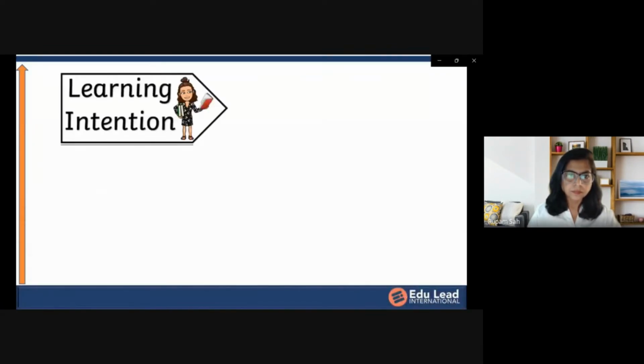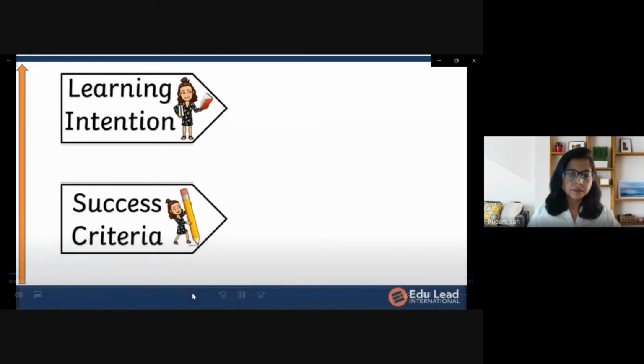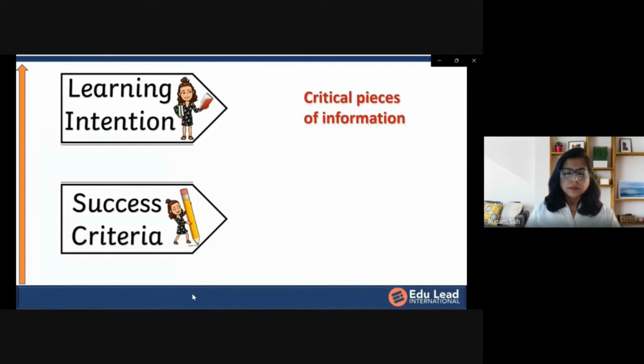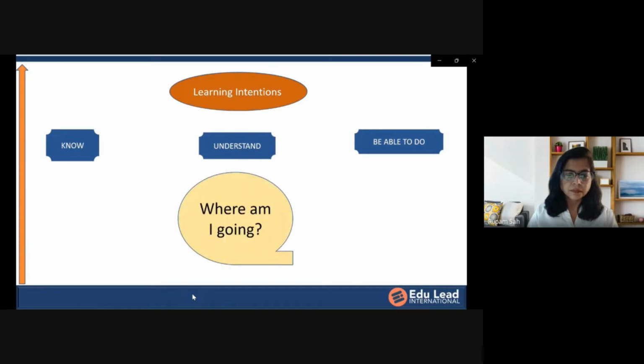Impact of sharing learning intentions and success criteria with our students. Now, these are very critical pieces of information which the students need to be successful learners. And let's see what are learning intentions. Learning intentions are those brief statements which describe what the student should know or should understand or should be able to do as a part of their learning. So it answers the question, where am I going?